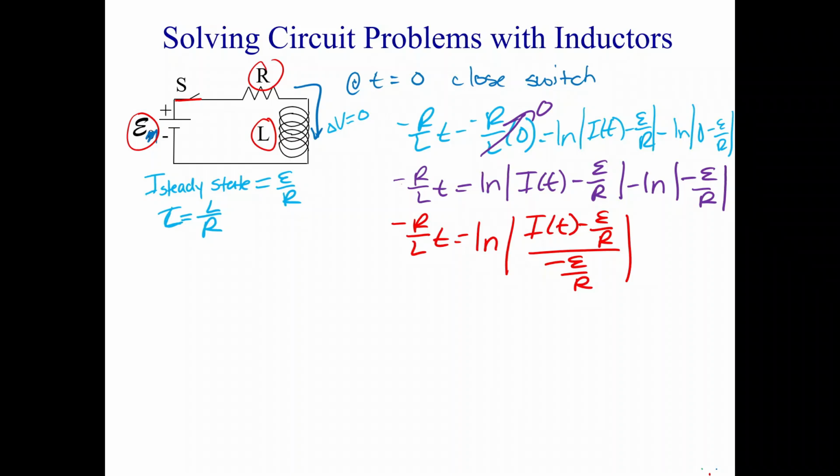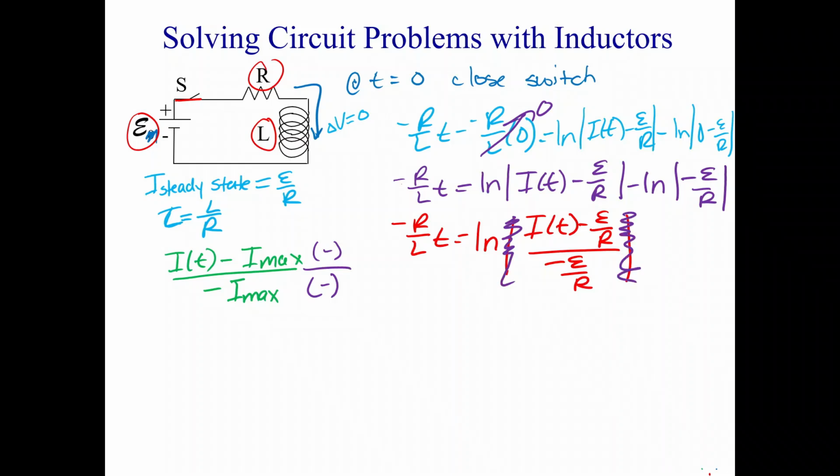So reminder, E over R is our I max. So I of t minus I max over negative I max is always actually going to be positive, because I of t has to be less than I max, so this numerator is always negative, and the denominator is always negative. Actually, the numerator can be 0 at the asymptote, but you have a negative over negative, so that cancels out to a positive. So we do not need the absolute value here.